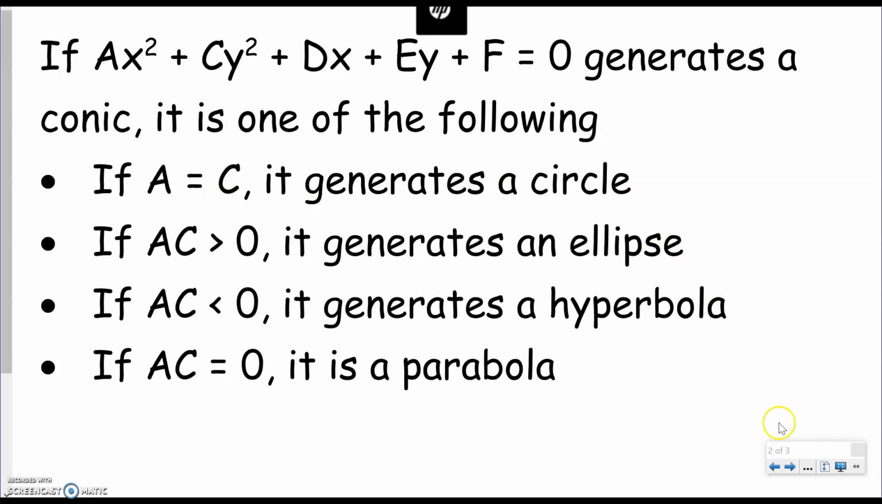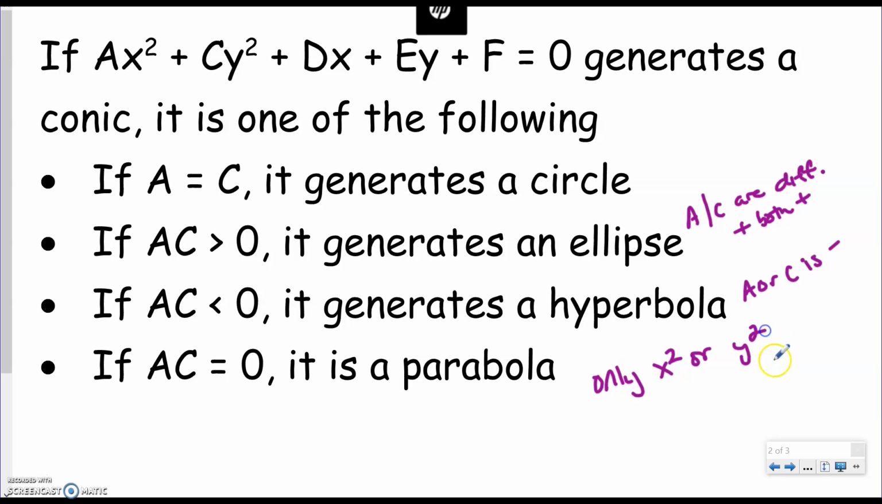So if a and c are the same, it's a circle. And then this one is if a times c is greater than 0, it's an ellipse. I like to say a and c are different and they're both positive. So the next one is a or c is negative, so a times c is less than 0. And then if you have only an x squared or y squared, then it's a parabola.